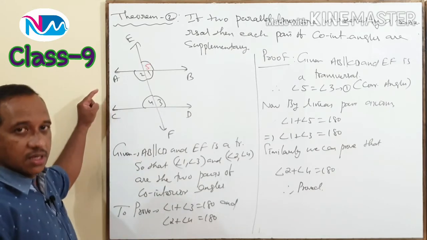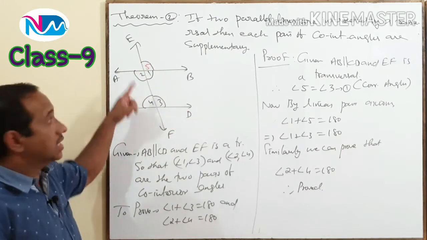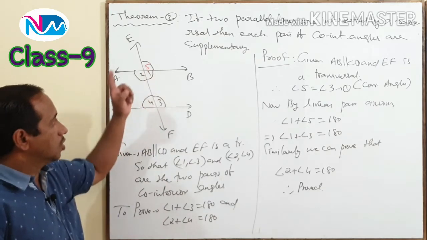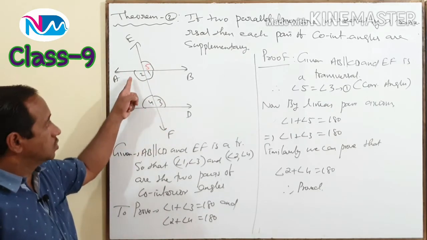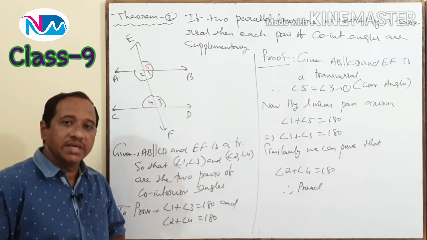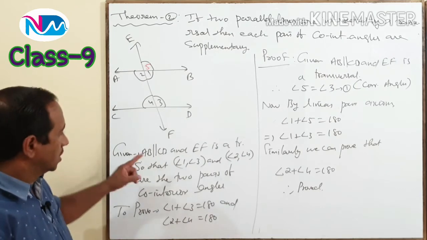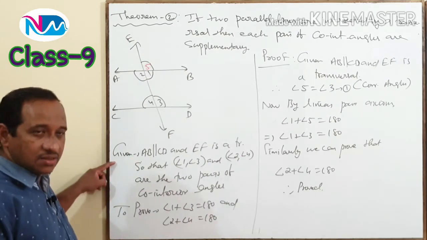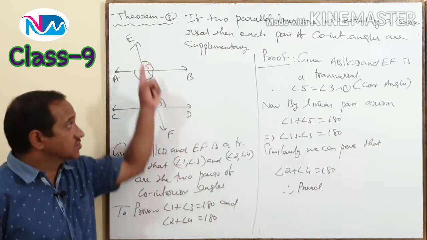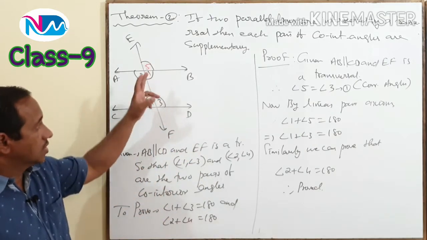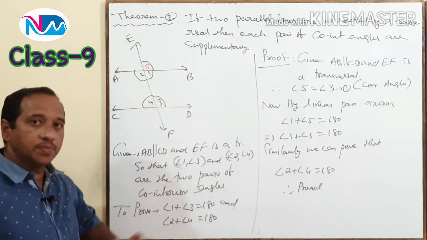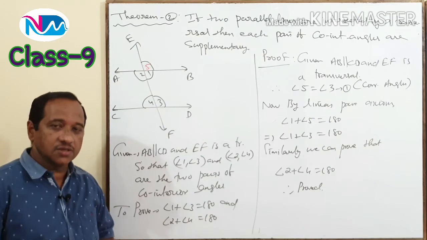In the figure, AB is parallel to CD and EF is a transversal such that angle 1, angle 3 and angle 2, angle 4 are the two pairs of co-interior angles. So in the given part we have written AB is parallel to CD and EF is a transversal such that angle 1, angle 3 and angle 2, angle 4 are the two pairs of co-interior angles.